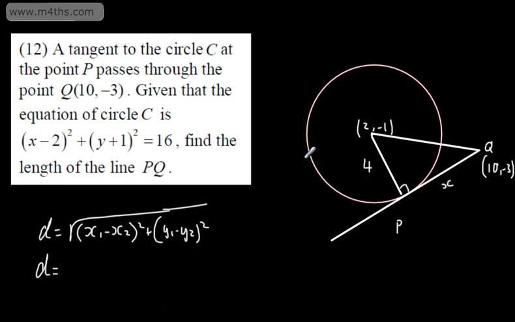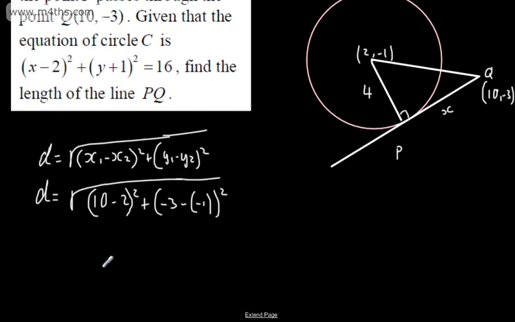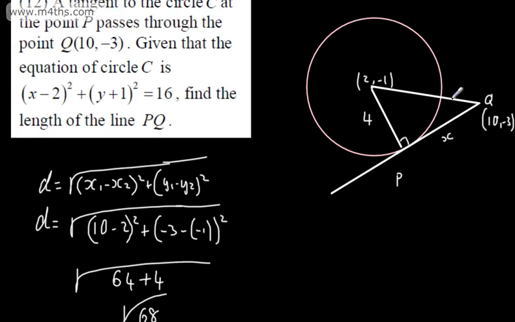So the distance from here to here is going to be now the square root of 10 minus 2, which we need to square, plus negative 3, and we're going to subtract from that negative 1, and we need to square that. So that is going to give me now the square root of 8 squared, which is 64, and then we're going to have negative 2 squared, which is going to be 4. So that is going to be the root of 68. Okay, so if I just put this is a root of 68.